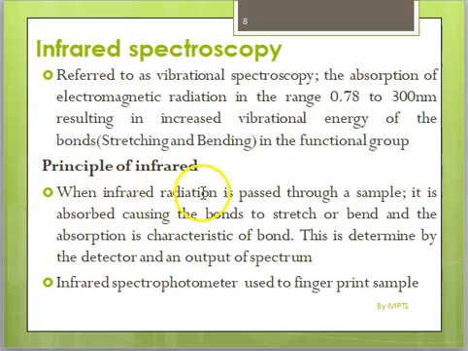So when infrared is passed through a sample, it is absorbed, causing the bond to stretch or bend, and the absorption is characteristic of the bond. This is determined by the detector and output as spectra. Are those spectra in the books? The BP has its own book specifically for those spectra. And of course, the infrared spectrophotometer is used to fingerprint a sample. Fingerprint means determine the bonds, the COO, the CH, and everything.